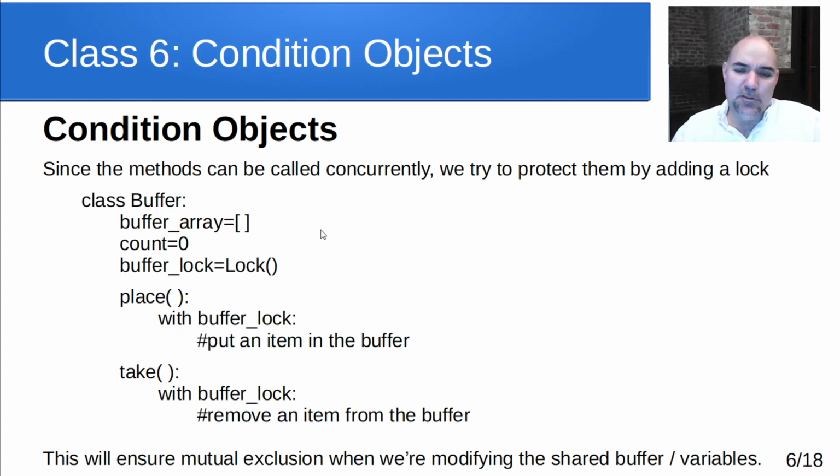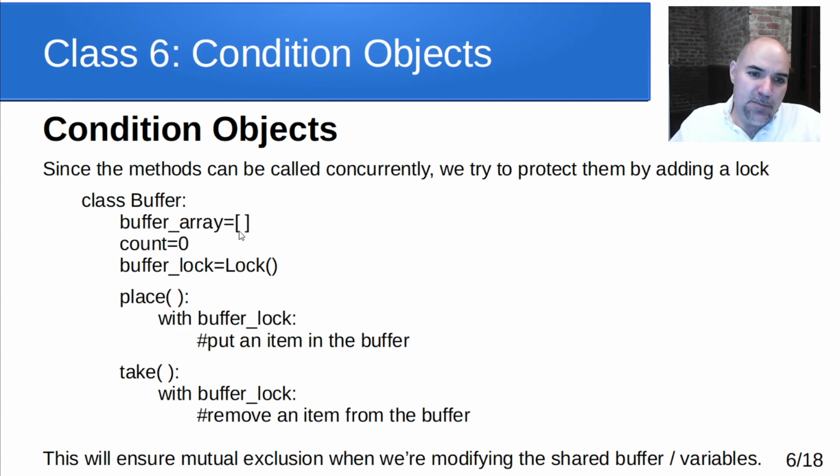Now, here's where we come up with a need for this condition object. If we look at the way that the buffer works, we have some kind of array, and a count that's keeping track of how many items are in there. Since we have two threads accessing the buffer, one to put things in, one to pull things out, they're both accessing this shared count variable. Place would do count plus plus, take would do count minus minus, so we have two different threads, potentially two different processes, accessing something that's shared.